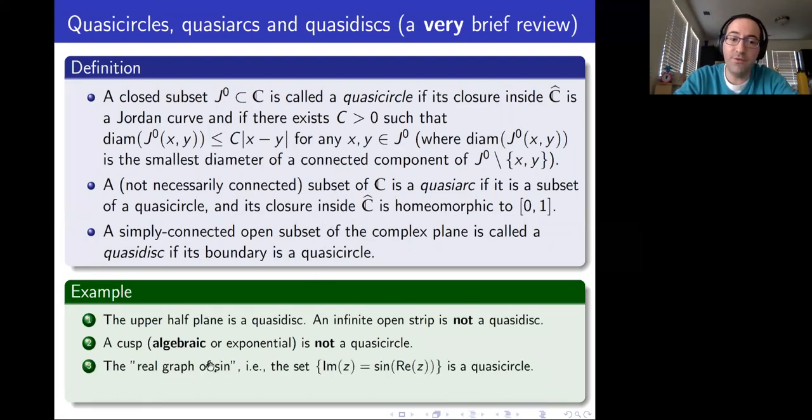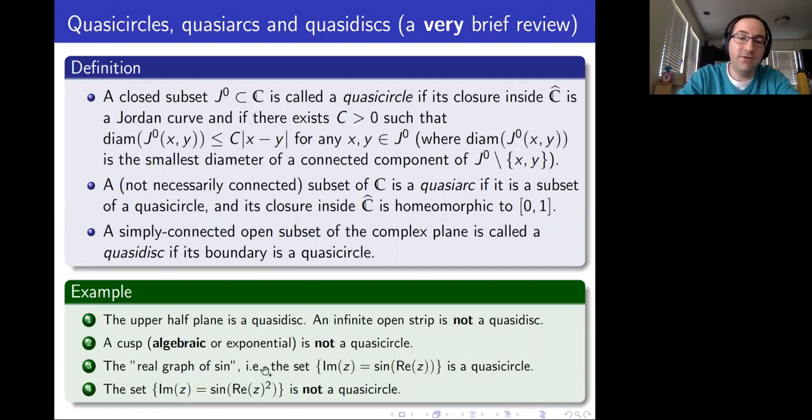But if you take, for instance, the graph of the sine function, the points in the complex plane such that the imaginary part is the sine of the real part, this will be a quasi-circle. It will be regular at infinity. But if instead of the sine of the real part you take the real part squared, this will not be a quasi-circle, because now it oscillates like crazy at infinity. So it's not regular. These are just some examples to show you that it's an interesting field.